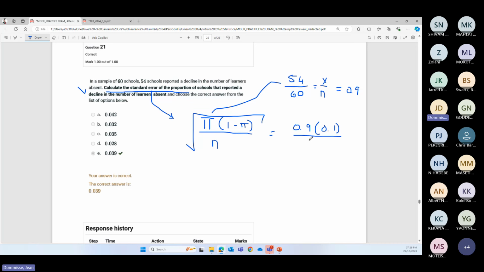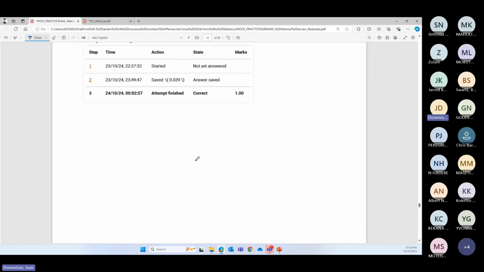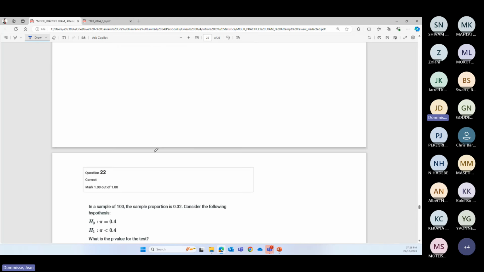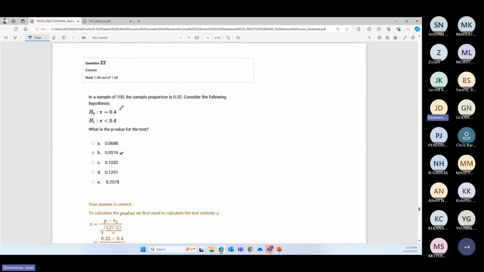That divided by n, which is 60, and the square root of that. Okay, so that is how you would have worked out this one. Okay, then if we have that, next one, hypothesis testing. And it was hypothesis testing with a proportion. So again, the things that you need to nearly look out for, it's one tail.